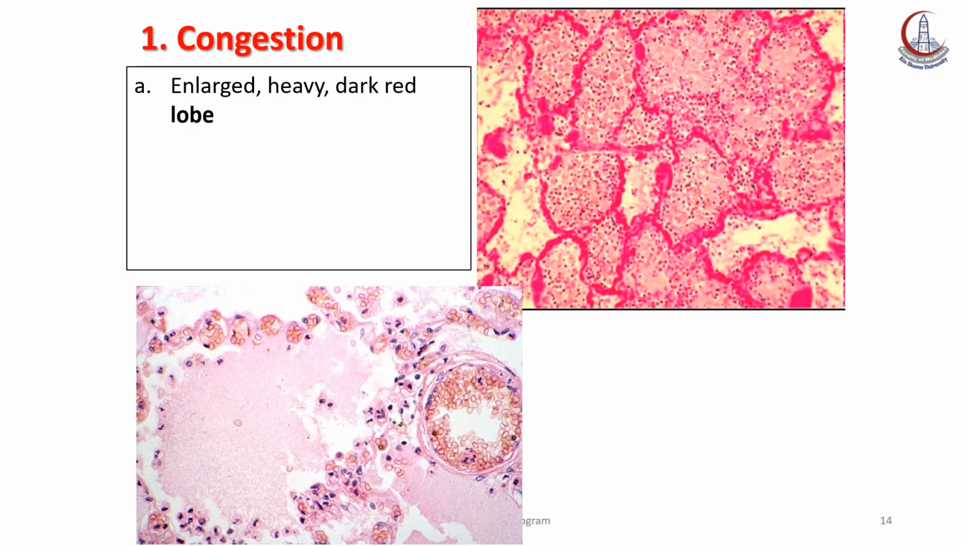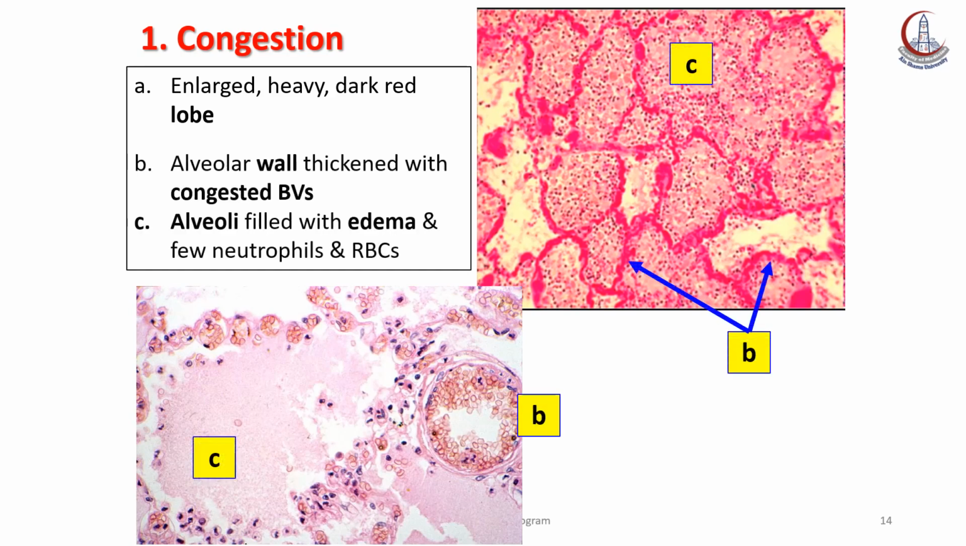Stage of congestion: grossly, the lung is heavy, dark and brownish in color. Alveolar walls are thickened, with congested blood vessels, and alveoli filled with edema, few neutrophils and scattered red cells.